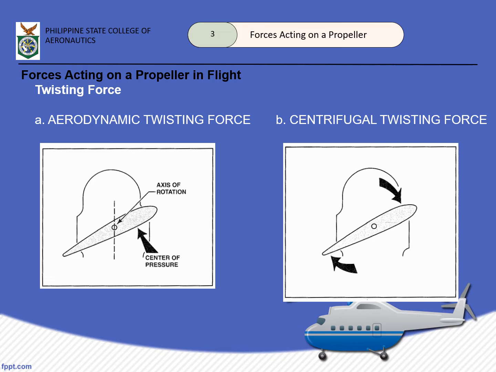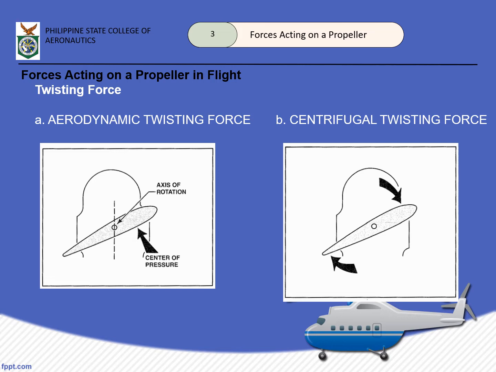Now naman sa second, sa centrifugal twisting force, this opposes aerodynamic twisting force in that it attempts to decrease a propeller's blade angle. So, that's the difference between the two, ha? Sa ating aerodynamic twisting force, we can use it in our advantage while we try to increase the blade angle. When yung centrifugal twisting force naman, it attempts to decrease a propeller's blade angle.